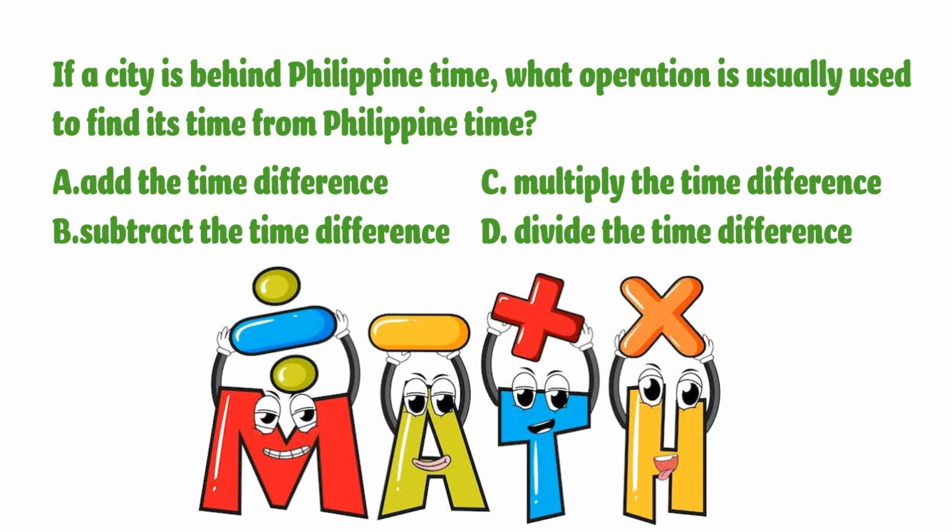Okay, next item. If a city is behind Philippine time, what operation is usually used to find its time from Philippine time? A. Add the time difference. B. Subtract the time difference. C. Multiply the time difference. D. Divide the time difference.